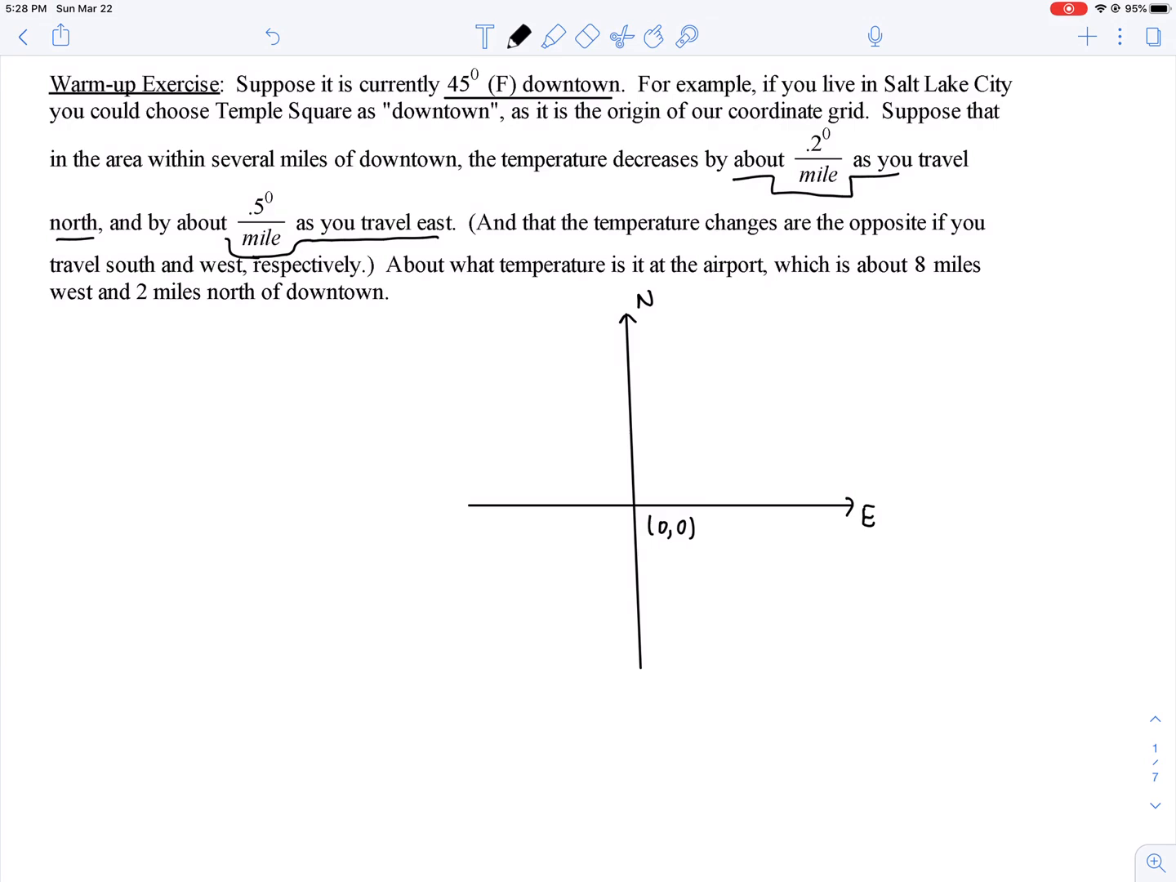Okay, so given that information, let's try to estimate the temperature at the airport, which is about 8 miles west and 2 miles north. So on our coordinate grid, marked off in miles, it's located at about (-8, 2). Okay, so what is the temperature at the airport?